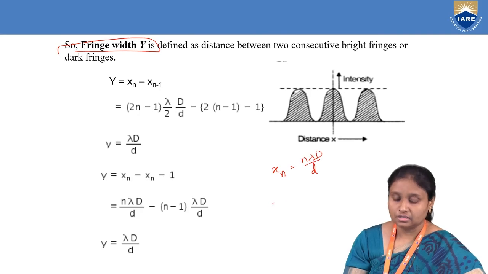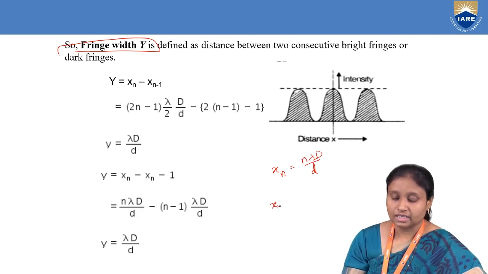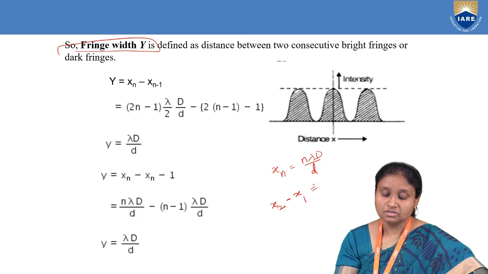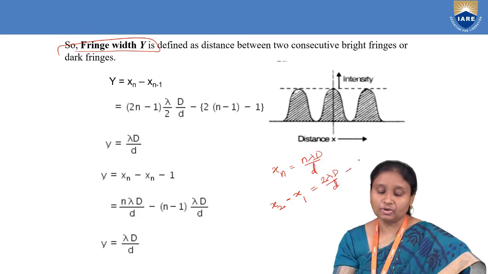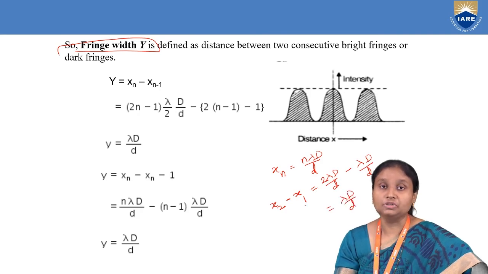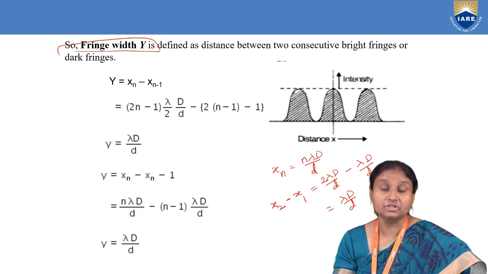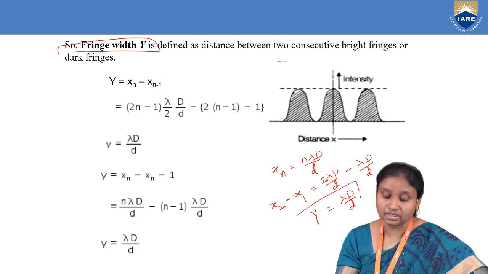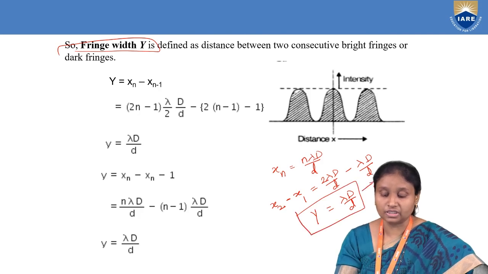Now I'll take the second fringe as well as the first fringe. So it is the distance between two successive or consecutive bright fringes. So if I substitute 2 in place of n, I end up having 2 lambda D by d, minus, if I substitute 1 here, I end up having lambda D by d, and it comes out to be lambda D by d. So this is the distance between two bright fringes, or the fringe width of bright fringe, and it is given by parameter y. So this is called fringe width.